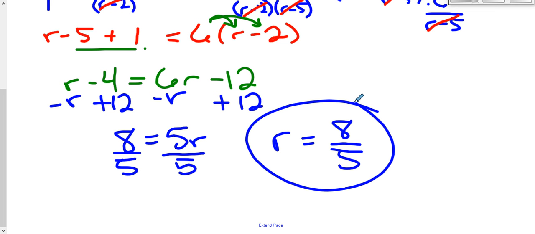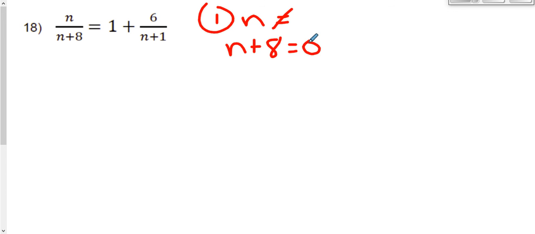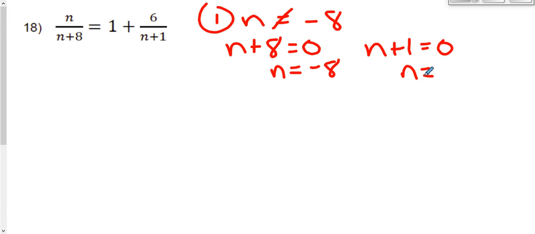Let's take a look at the next example of solving these rational equations. Again, my first step is to figure out what my variable can't equal. So in this case, n cannot equal... What I said, n plus 8 equal to 0. I get n is negative 8, so I'm not allowed to use that negative 8. Up next, if I take n plus 1 and set it equal to 0, I'm not allowed to use the negative 1. Those are the two numbers that I am not allowed to use.